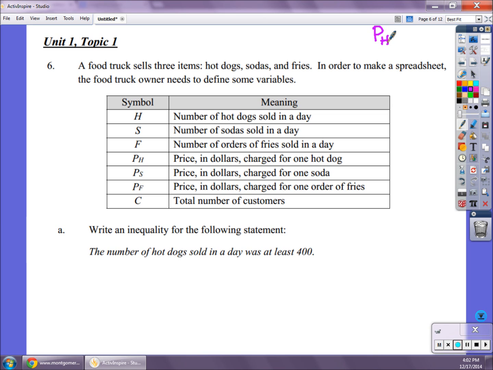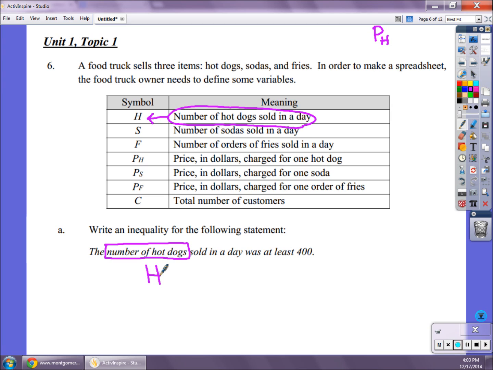Let's look at question A. Write an inequality for the following statement. The number of hot dogs sold in a day was at least 400. So I have a few things that I would like us to circle. The first thing I'm going to circle or box here is the number of hot dogs. I recognize that from our table. Here it is, the number of hot dogs sold in a day. And we know that we are going to use the variable H to represent the number of hot dogs. So let's go ahead and write an H there.